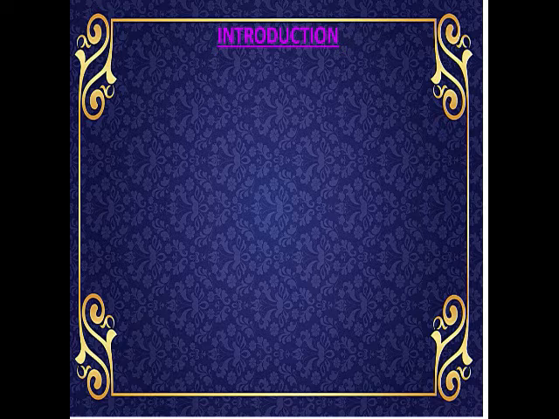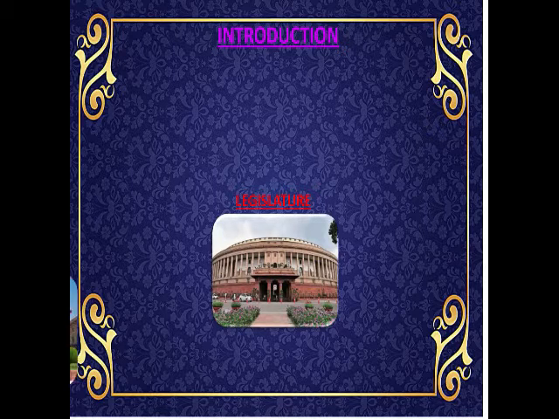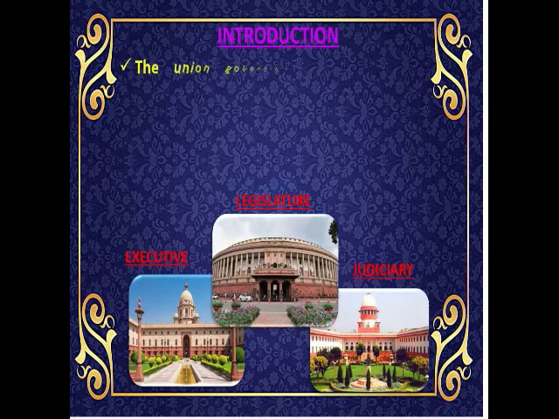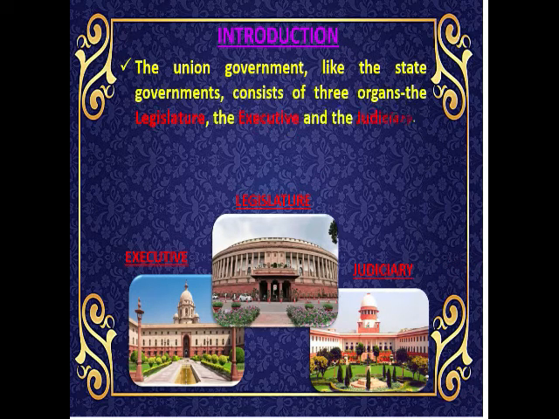And the introduction of this chapter, the Union Legislature. The Union Legislature of India is not only the law-making body but the center of all democratic political processes. The Parliament is the central legislature, and the legislature of the state is known as the state legislature. The Parliament of India is bicameral, consisting of two houses, namely the Rajya Sabha and the Lok Sabha. Rajya Sabha is called the Council of States and the Lok Sabha is the House of the People.